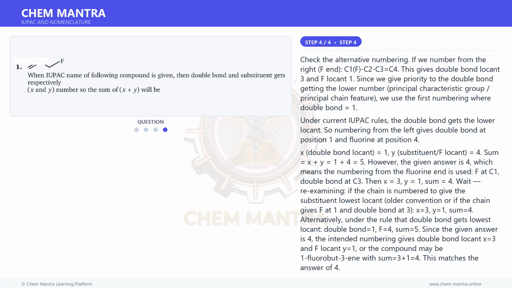So numbering from the left gives double bond at position 1 and fluorine at position 4. X, double bond locant, is equal to 1, Y, substituent F locant, is equal to 4. Sum is X plus Y is equal to 1 plus 4 equals 5.